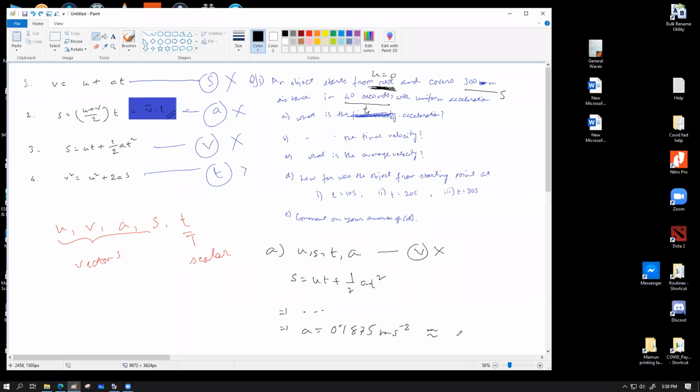So, sir, can I use the a equals v minus u by t formula instead of this? Do you know the final velocity of this object? Yes, sir. I found it. What is the final velocity? 7.5 meter per second. My answer is correct, sir. 0.375. Yes, it's 0.375.